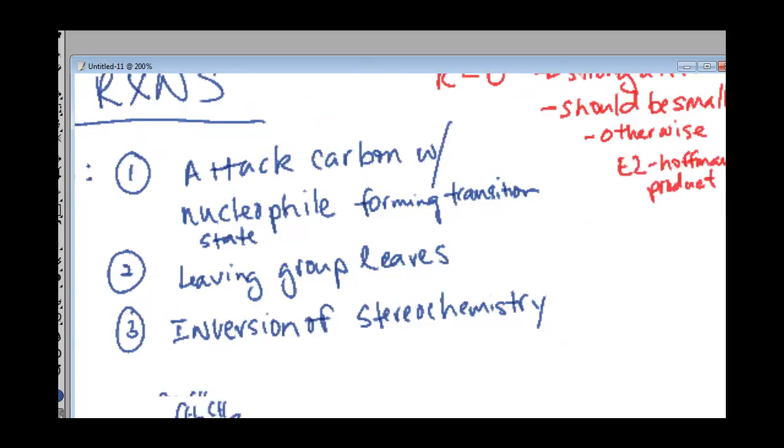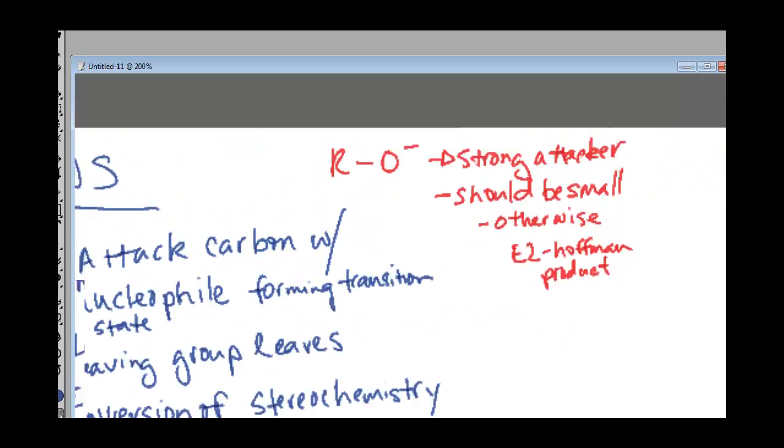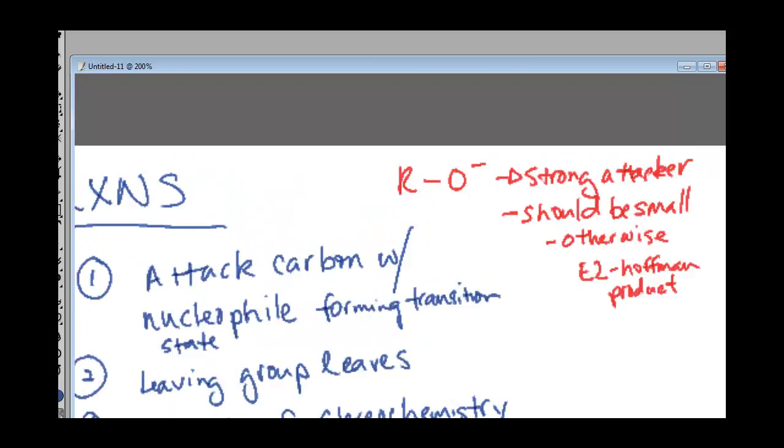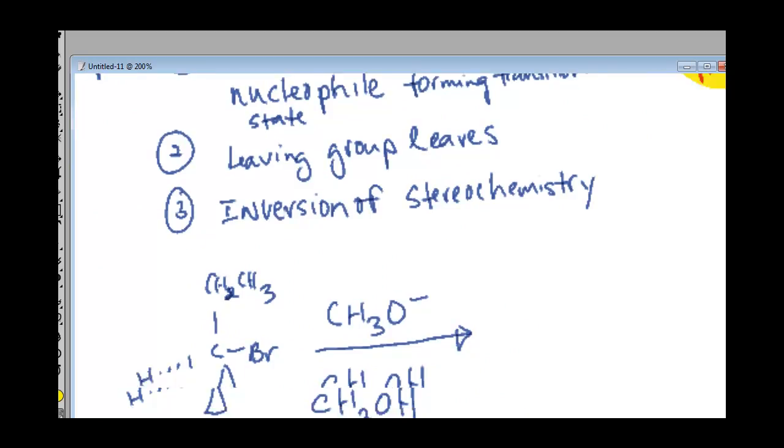First thing you should do is recognize what makes it an SN2 reaction. A couple things make it an SN2 reaction. One is the attacking species. In this case, our attacker has to be a strong attacker, so we have to have some sort of alkoxide ion or something along those lines. And it should be small so it can do a backside attack. If it's too big, then we're going to end up with an E2 reaction, what's known as a Hoffman product, and you can watch that video later on.